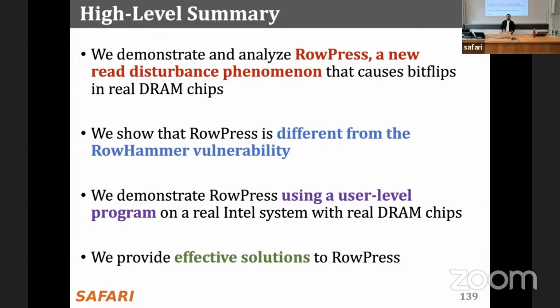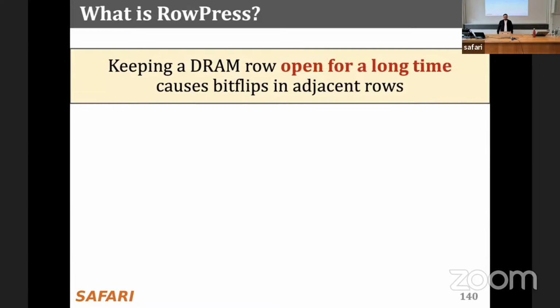So in this paper, we demonstrate and analyze Rowpress. It's a new read disturbance phenomenon that causes bit flips in real DRAM chips. It exacerbates DRAM RowHammer vulnerability, but it is different from RowHammer vulnerability. And we demonstrate Rowpress using a user-level program on a real Intel system as well. So you can even exploit Rowpress for system-level attacks. We also discuss some effective solutions to Rowpress in our paper. And there are some follow-up works as well.